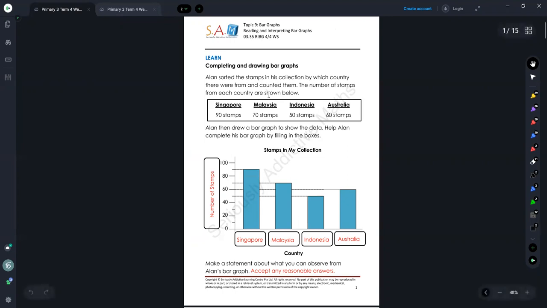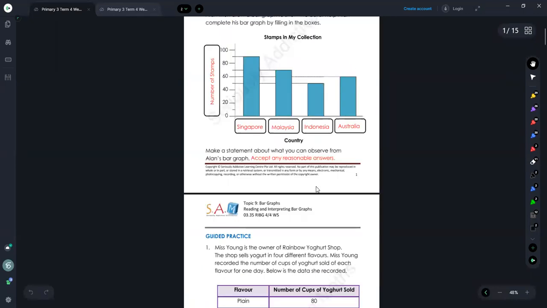We start with the learn segment. Here, what students need to take note of is the vertical axis and the horizontal axis. They have to identify what to write on the vertical axis. Here, the question is about Alan having stamps in his collection. The numbers here would mean the number of stamps. And on the horizontal axis, it'll be by country: Singapore, Malaysia, Indonesia, Australia.